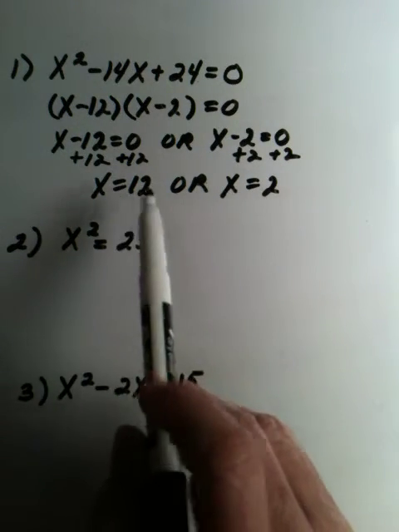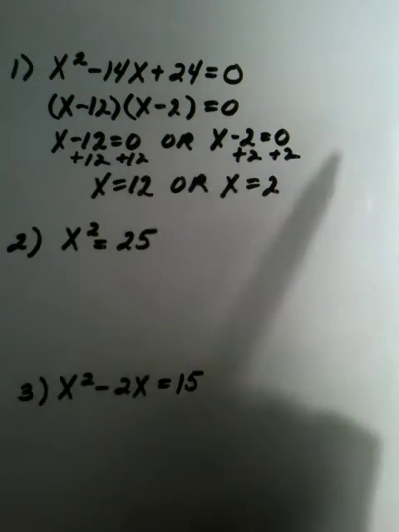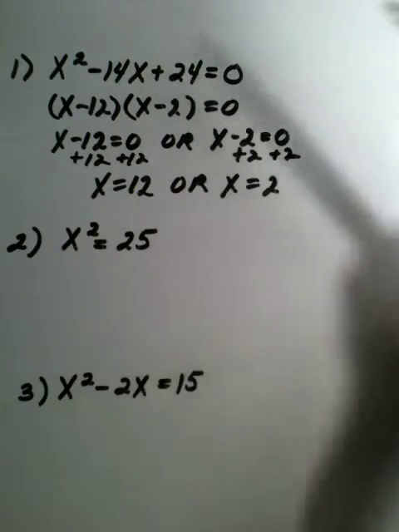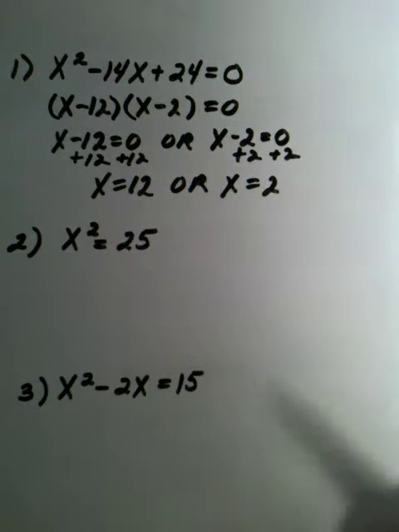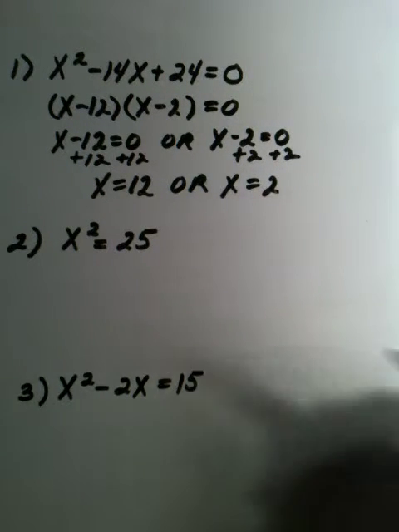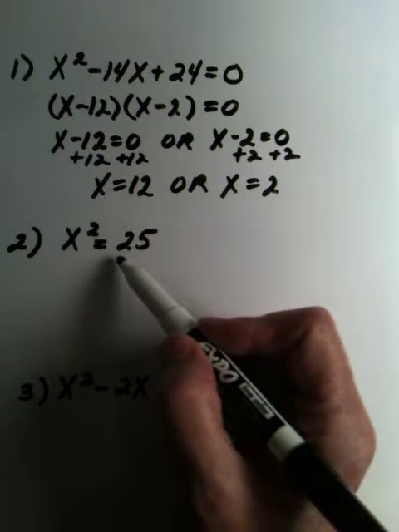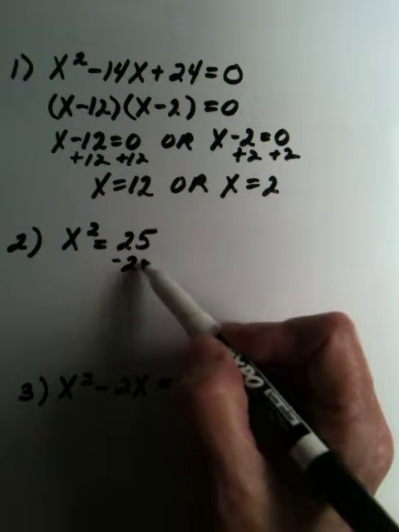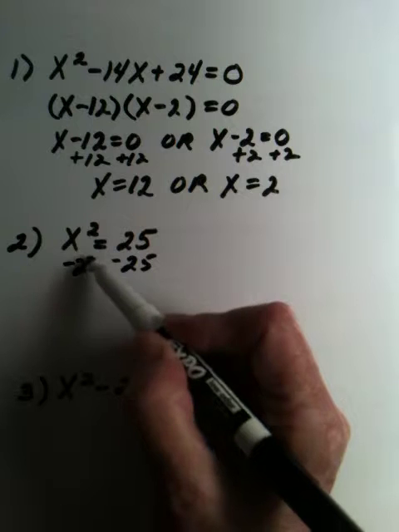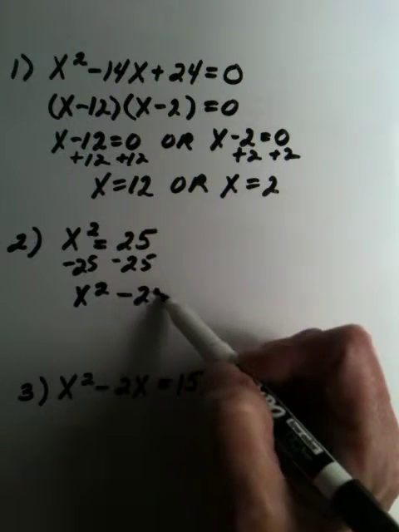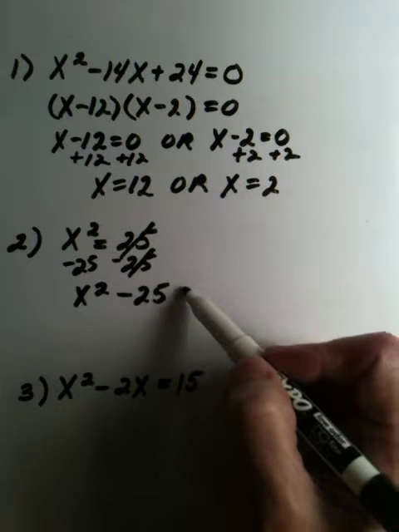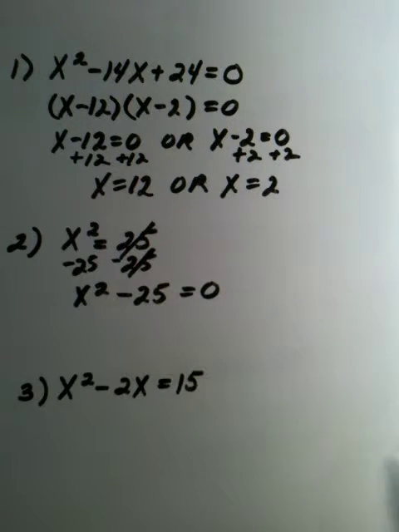Both of these answers, 12 and 2, if you plug them into the equation, work it out, you will get 0. In number 2, we have x squared equals 25. If we want to solve this, we're going to move the 25 over to the other side by subtracting. So now we have x squared minus 25 equals 0.